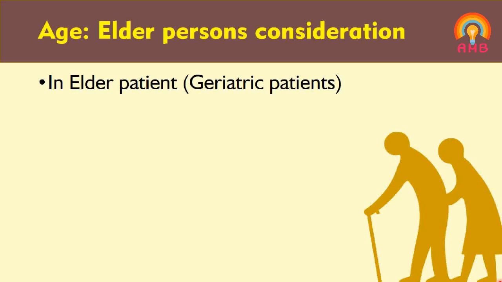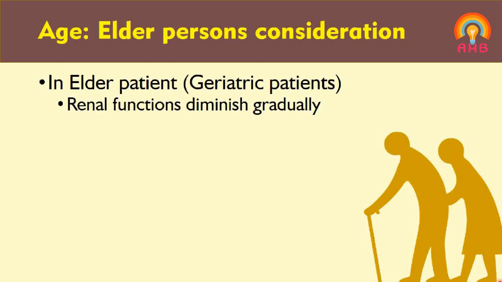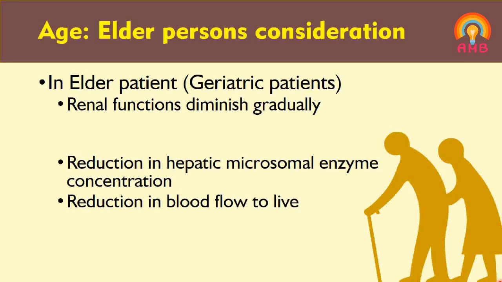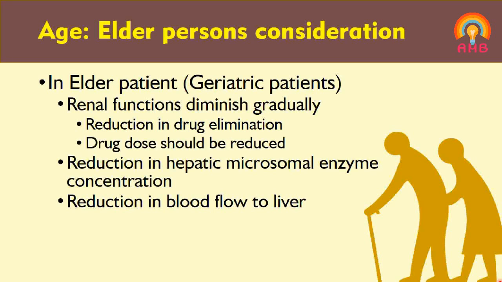So what changes are produced in elderly patients? We will discuss. In some elderly persons, renal function progressively diminishes, or hepatic microsomal enzyme concentration is reduced, and hepatic blood flow may also be reduced. Due to diminished renal function, drug elimination is reduced. Drug gets accumulated in the body of such a person, which may be toxic. So in such persons, drug doses should be reduced.